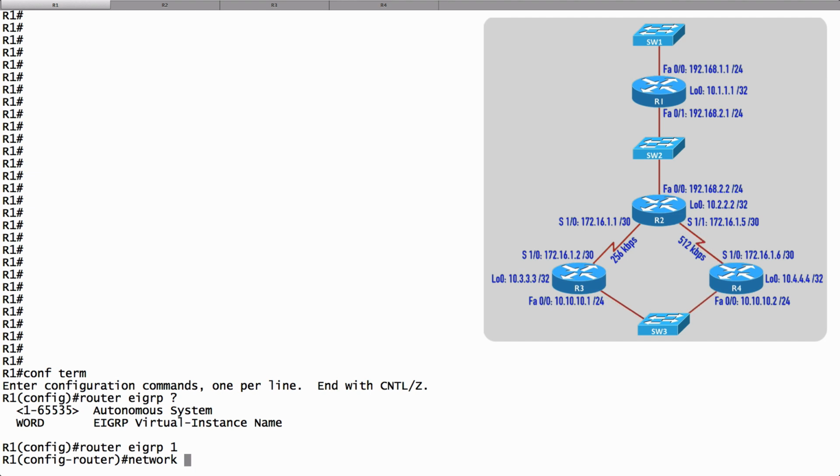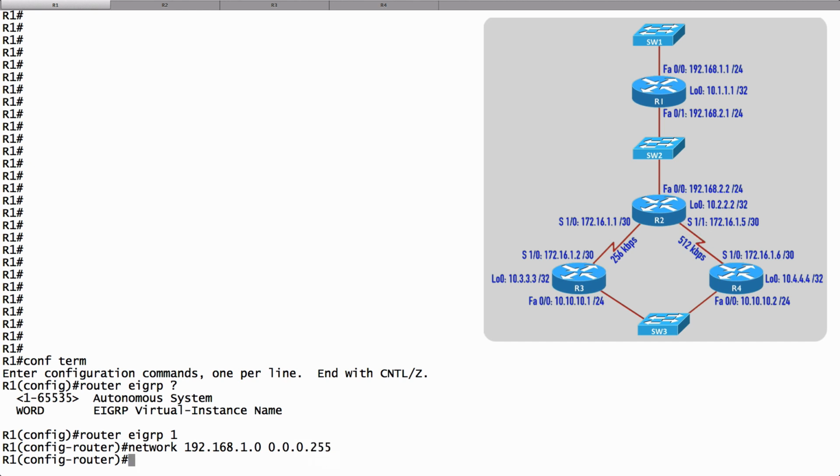Let's begin with Fast Ethernet 0/0. It's in a subnet of 192.168.1.0. It's a 24-bit subnet mask, meaning that our wildcard mask is going to be 0.0.0.255. Next, let's take a look at Fast Ethernet 0/1.